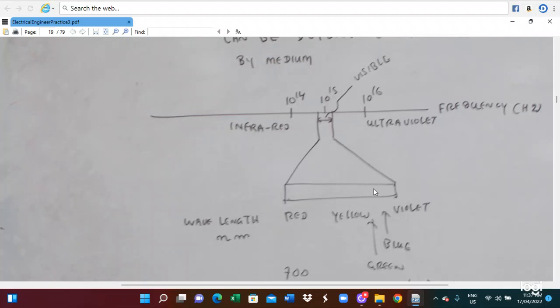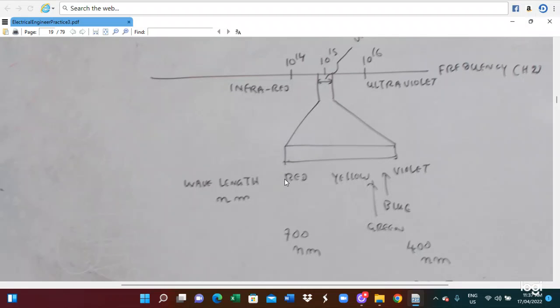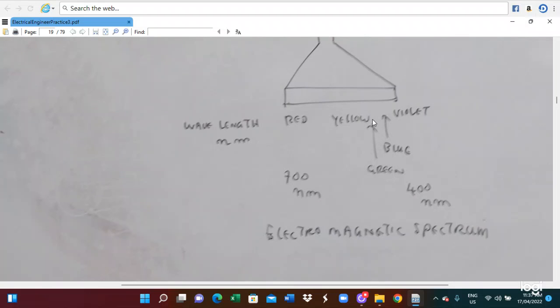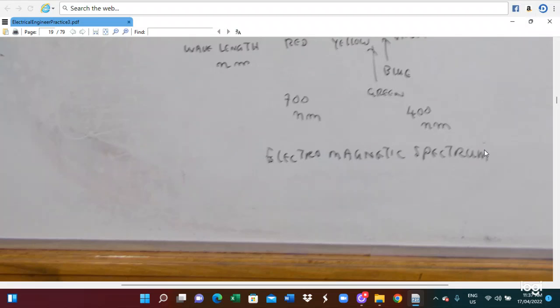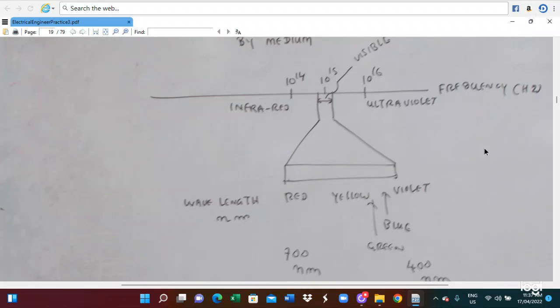Light depends on the frequency value, and it can be expressed as a wavelength in nanometers. Depending on the wavelength in nanometers, it can be red, yellow, violet, like this. Violet is about 400 nanometers, red is 700 nanometers. So this is the electromagnetic spectrum of light. Within this range, you can see the light.